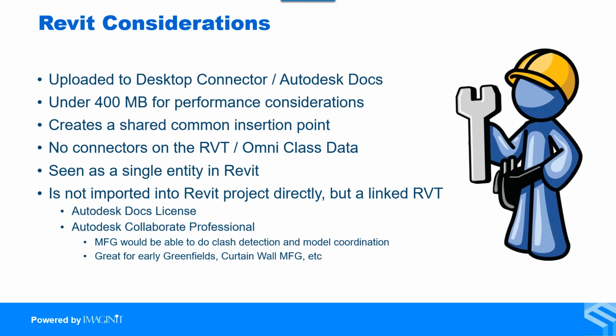There are certain things where, from my engineering side of things, for the Inventor and fabrication side of things, having like a Collaborate Professional license might be better for earlier green builds or curtain wall manufacturing, when you have to see more of the project before things get turned over to you. So this depends on your project, it depends on your company and what you do, but keep that in mind.